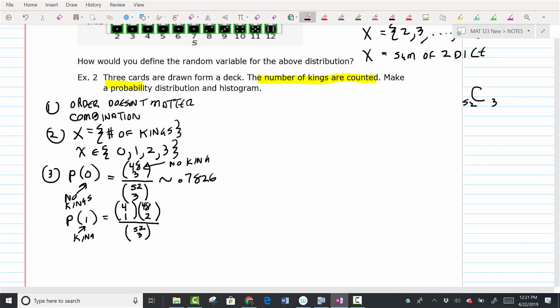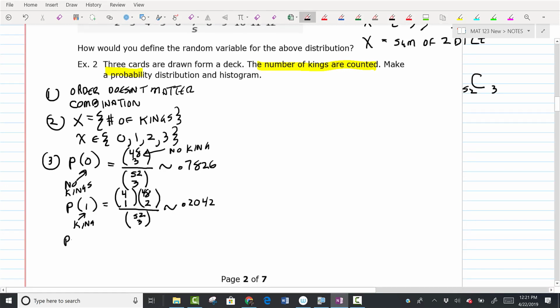Now, I did this on my calculator already. So this is 0.2042. So about 20% of the time, if you drew 3 cards, you would get a king. It's not that likely, but it's not highly unlikely. Somewhere kind of in the middle. Now we're going to move on to getting 2 kings.